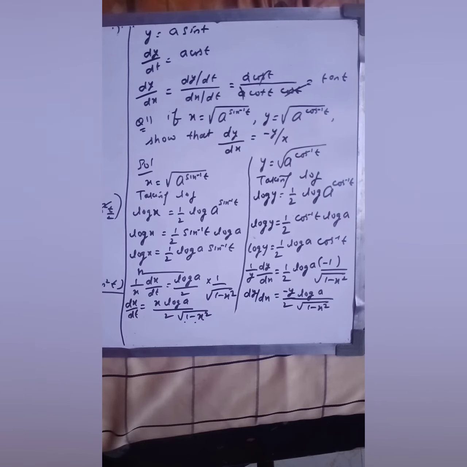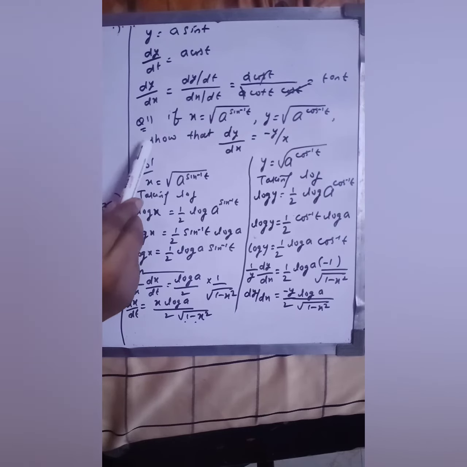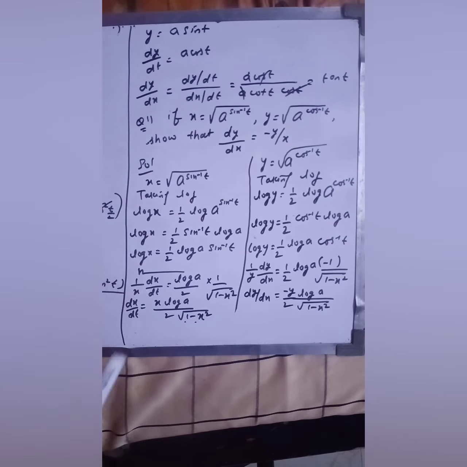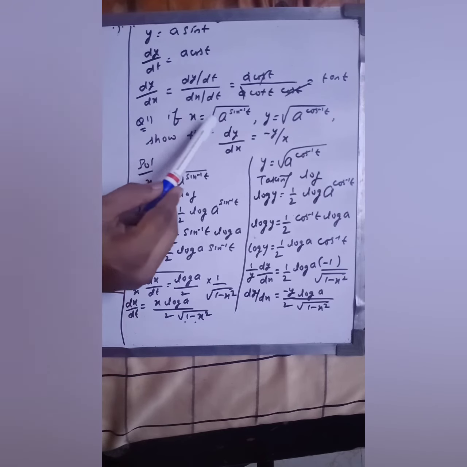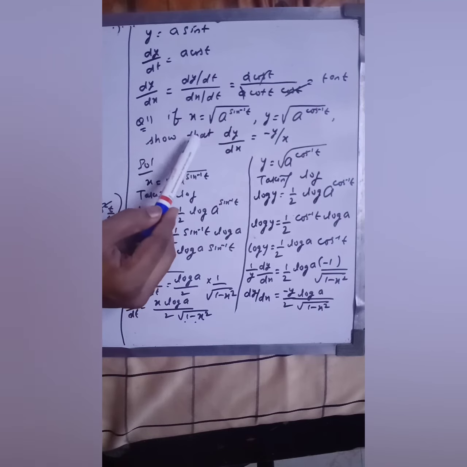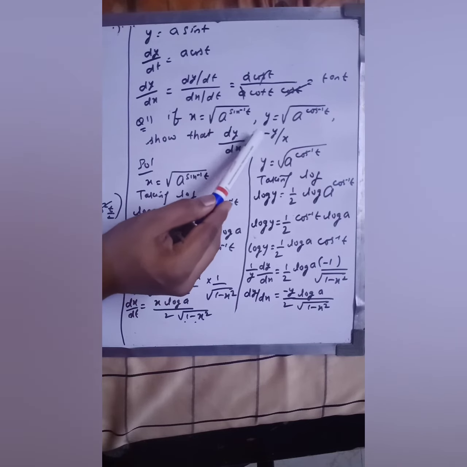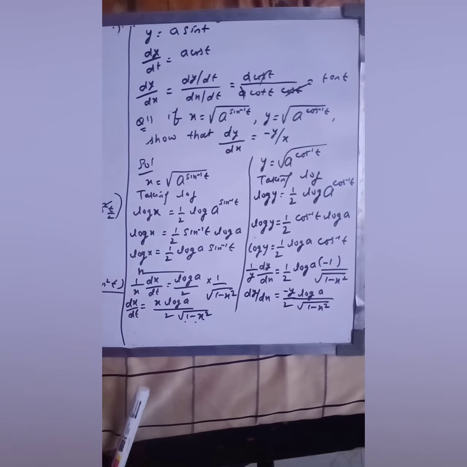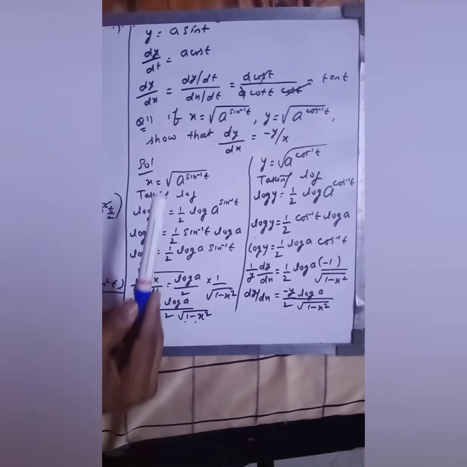Fine. Now the next question we are solving, that is question number 11, which is one of the most important questions of your NCERT. This is a very important question. Okay, try to understand what we are doing in this. Here x is given, y is given, and we have to show that dy by dx is equal to minus y by x. Fine. The same concept you have to apply.